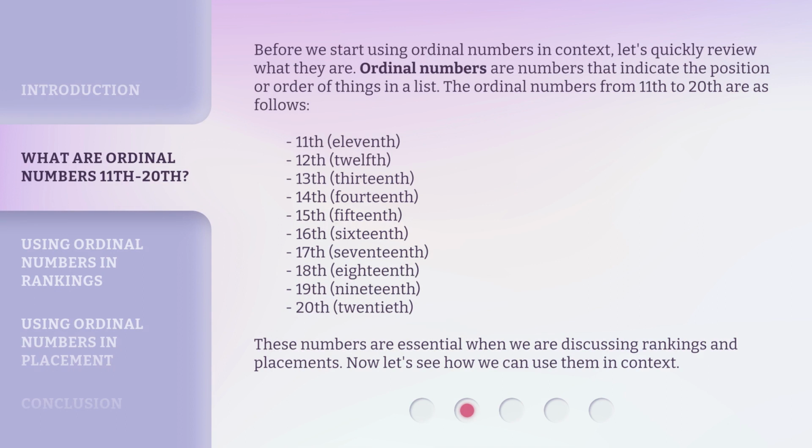Before we start using ordinal numbers in context, let's quickly review what they are. Ordinal numbers are numbers that indicate the position or order of things in a list.